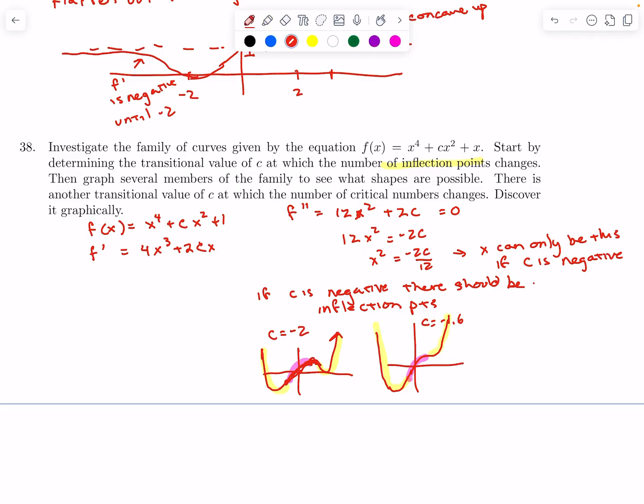Whereas at c equals 0, you have something that looks sort of like this with no changing concavity. Okay, well, there you go.